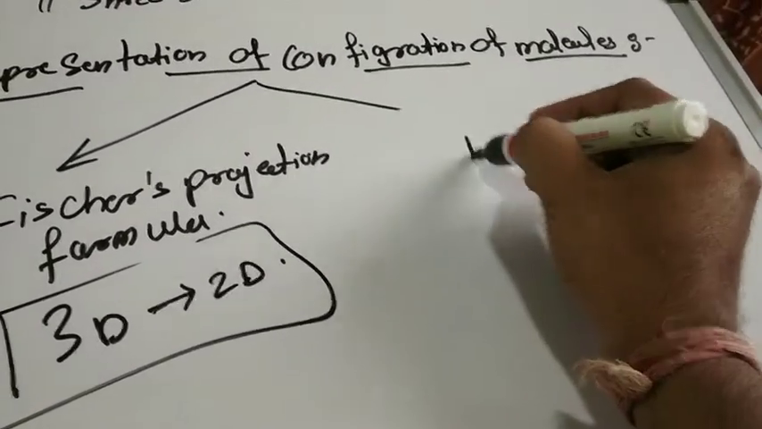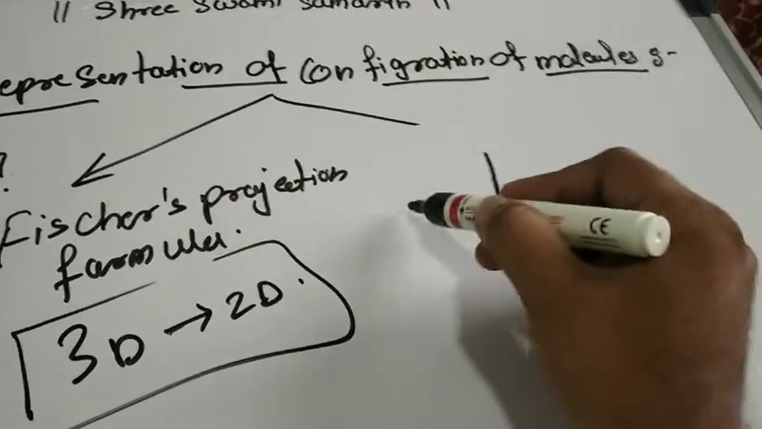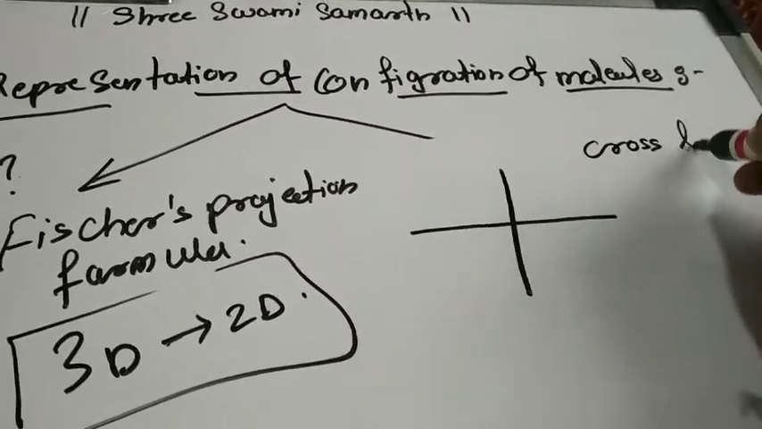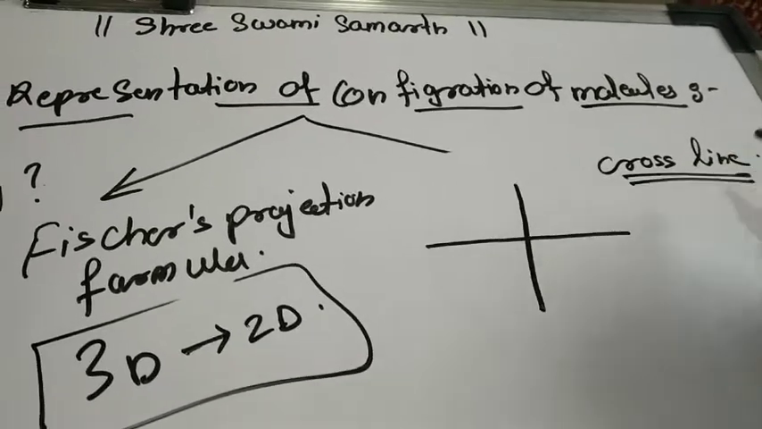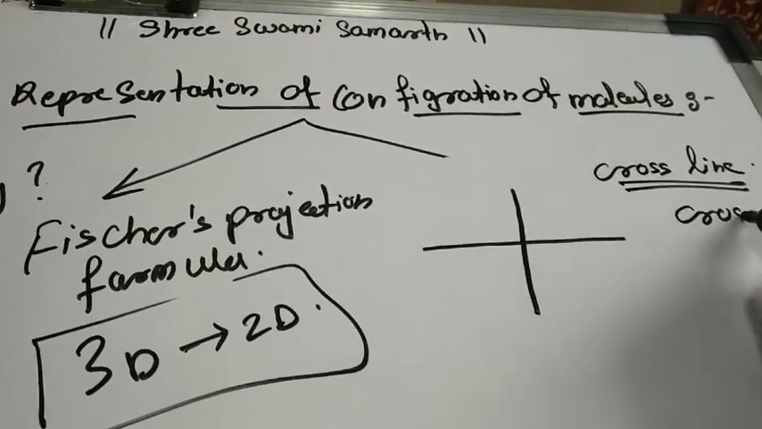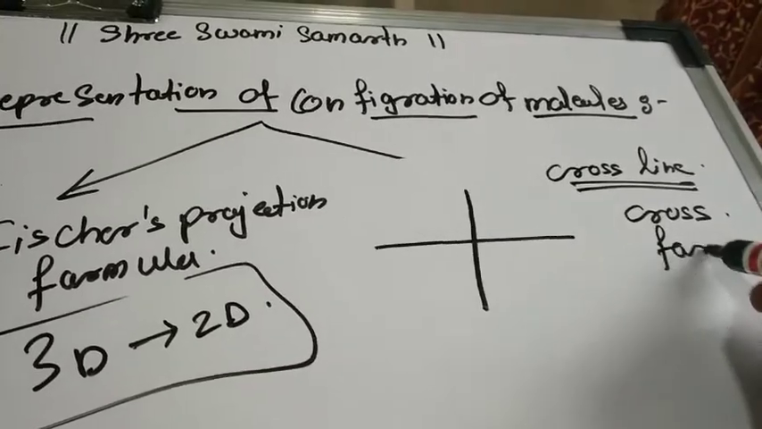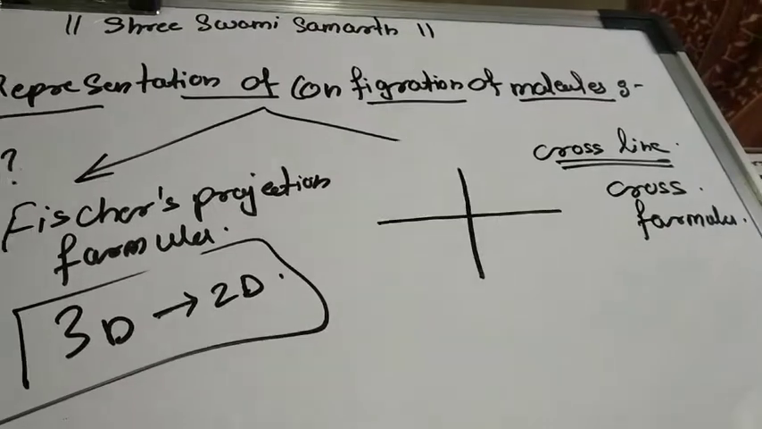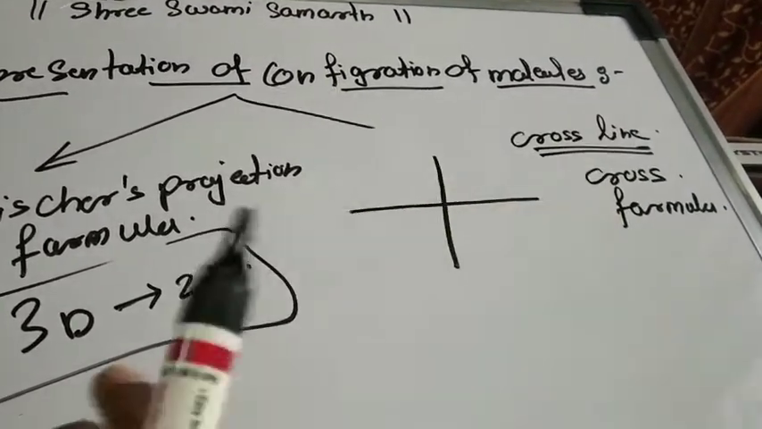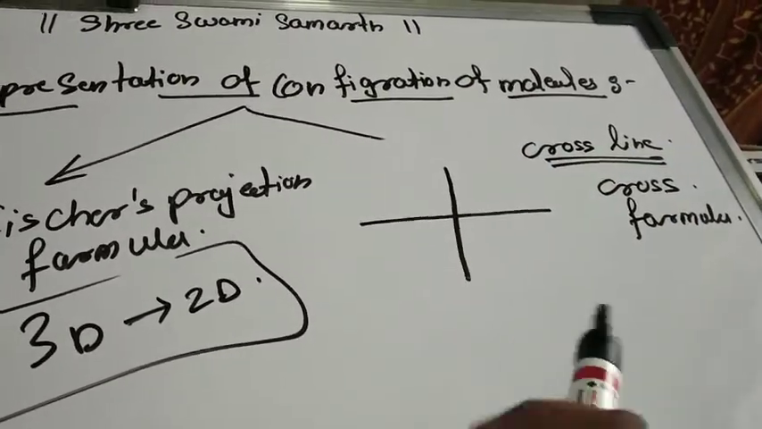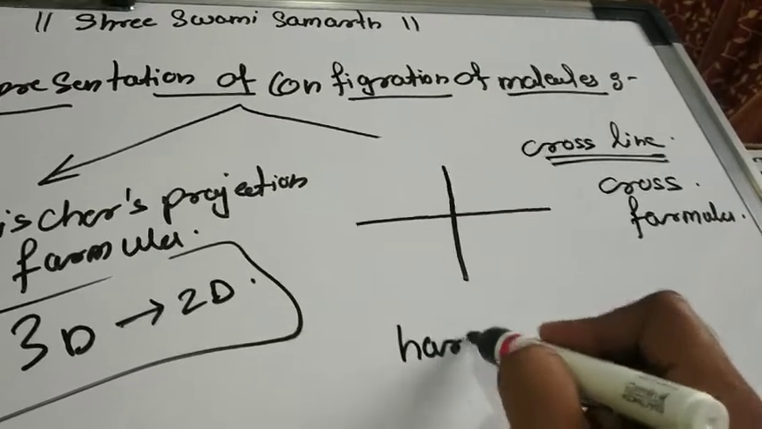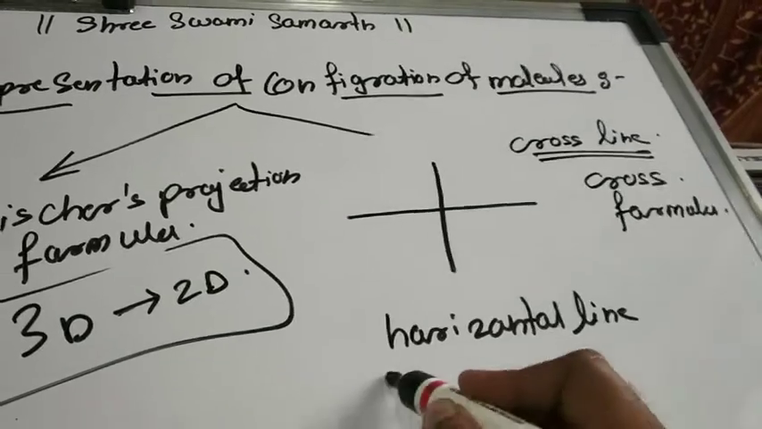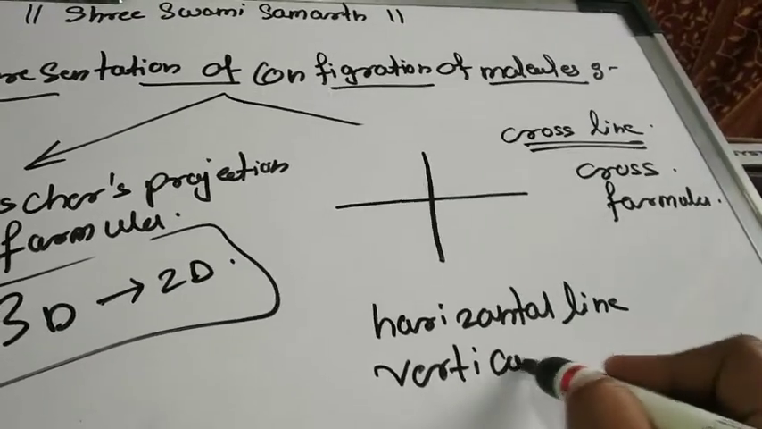See, it is very easy. You have to just draw a cross line, or we can also call this the cross formula, right? The other name for the Fischer's projection formula is cross formula. See, it is like a plus sign. One is the horizontal line, and one is the vertical line, right?